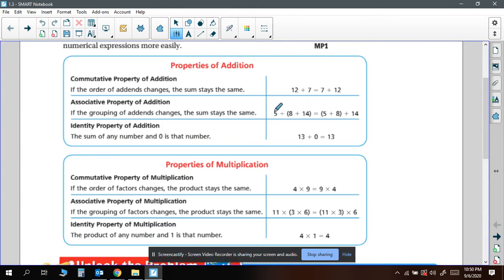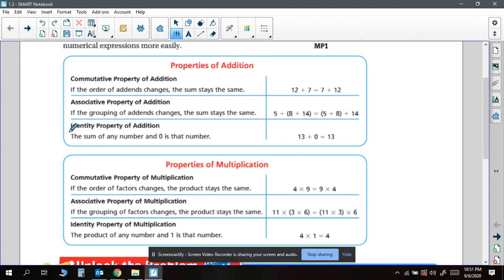If we look on this side, we have 5 plus the sum of 8 plus 14. So they grouped the 8 and the 14 on this side. On this side, they grouped the 5 and the 8 instead of the 8 and the 14. They just changed those parentheses. So here, if we do the 5 plus 8 first and then add the 14, you're still going to get the same answer. That's what the associative property says: no matter how you group those addends, you're still going to get the same sum.